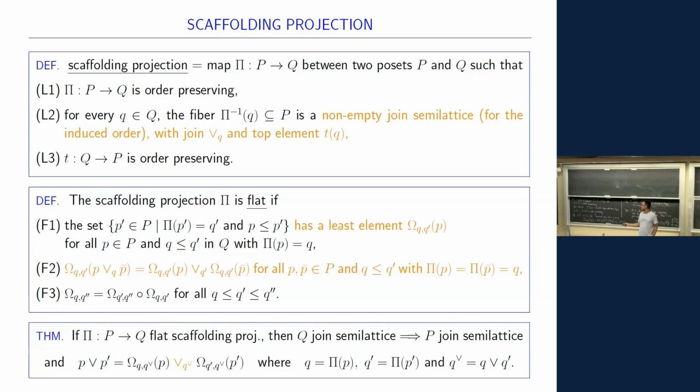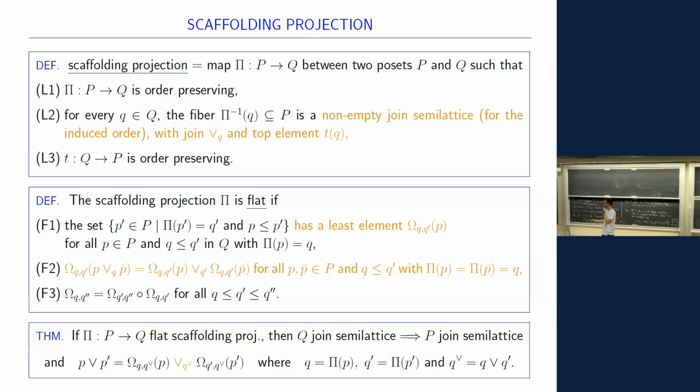Then we also have to assume that this transport behaves properly with respect to the fiber joins. That's an additional assumption. And we still have to assume that the transport behaves properly with respect to chains. And in this case, we have the same result.